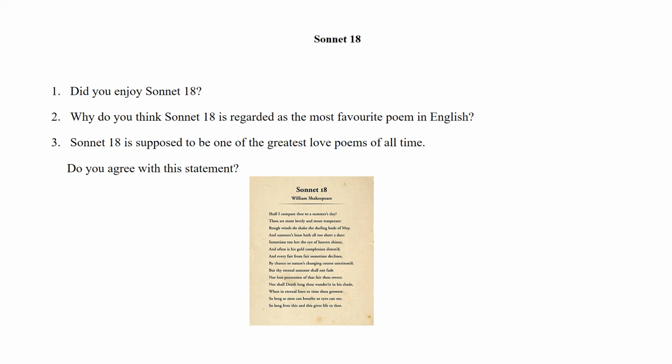Sonnet 18. Did you enjoy Sonnet 18? Why do you think Sonnet 18 is regarded as the most favourite poem in English? Sonnet 18 is supposed to be one of the greatest love poems of all time. Do you agree with this statement?